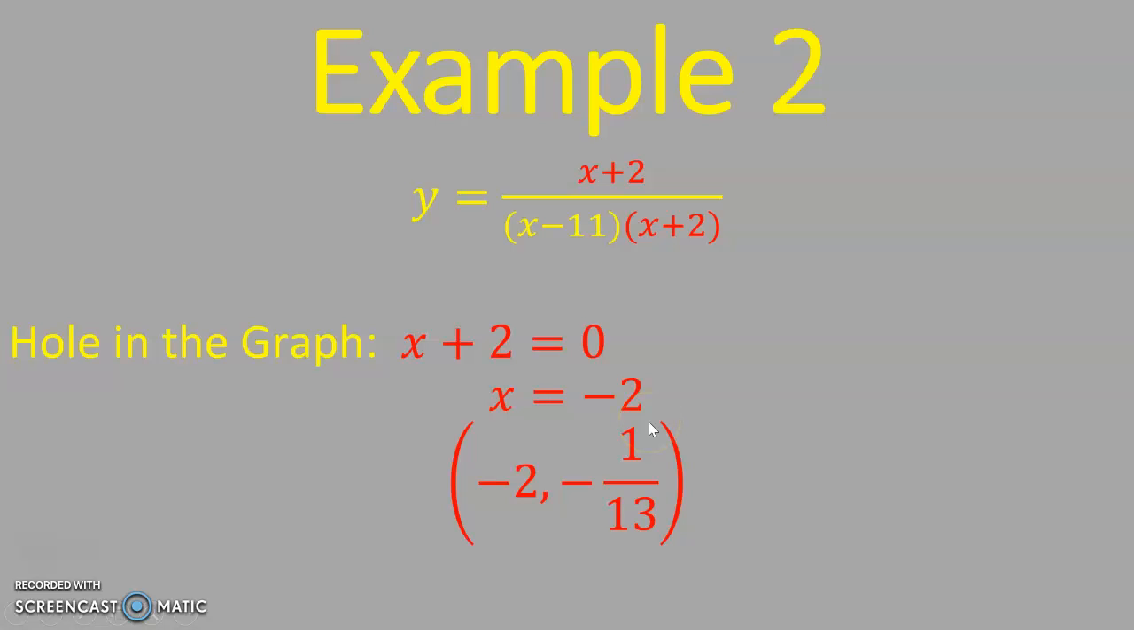But it's a little tricky here because a hole in the graph is an actual coordinate, not a line. So you don't just say x equals. You have to take negative 2 and plug it back into the original equation. And if you were to do that, you would get negative 1 over 13. If you were to put negative 2 into the bottom here, it would make negative 13. And remember, there'd be a 1 on top there. So negative 2, negative 1/13 is a hole in the graph. So x equals 11, and then negative 2, negative 1/13.